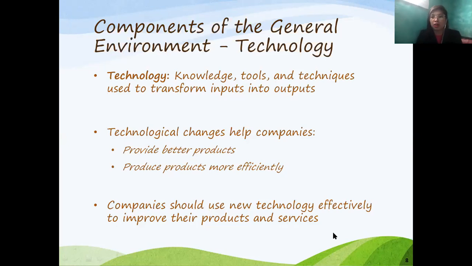So technology also includes not only the internet or the internet connectivity, but as well as the equipment, that different organizations and different businesses use in order to transform all the inputs into outputs, and then in order also to improve their products and services.